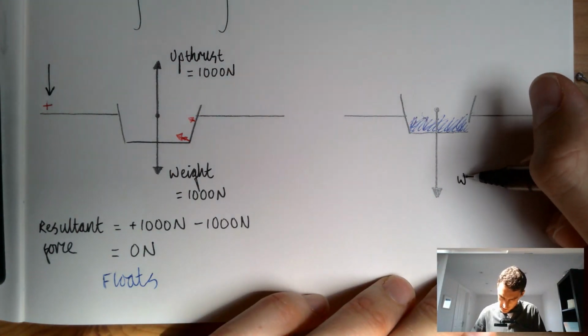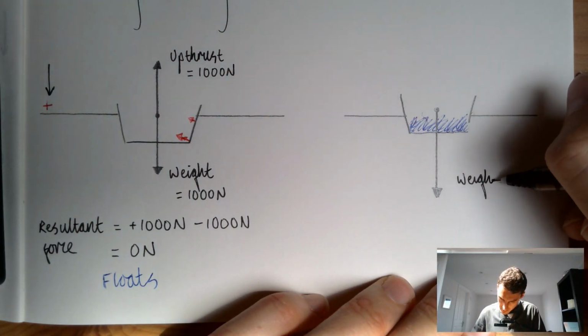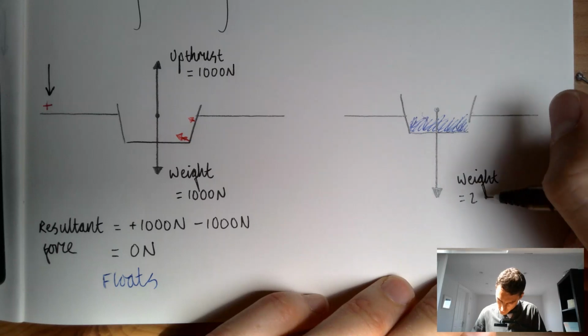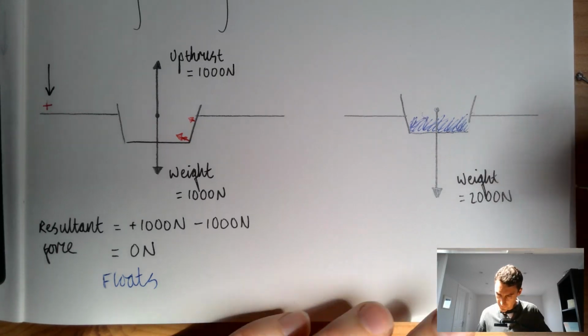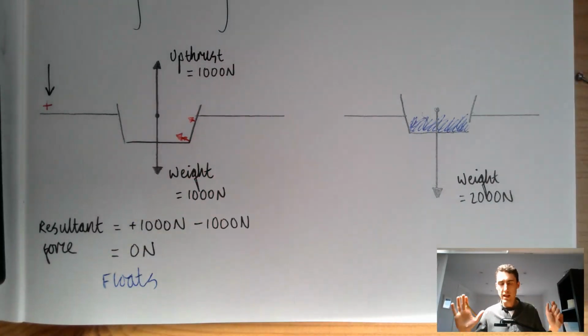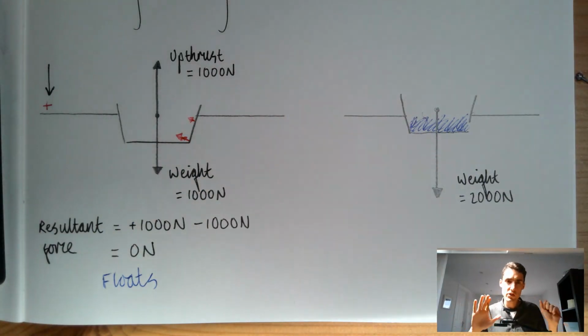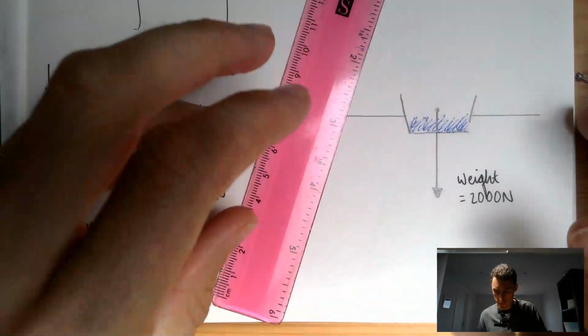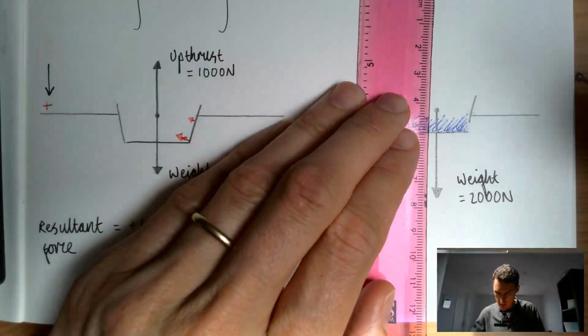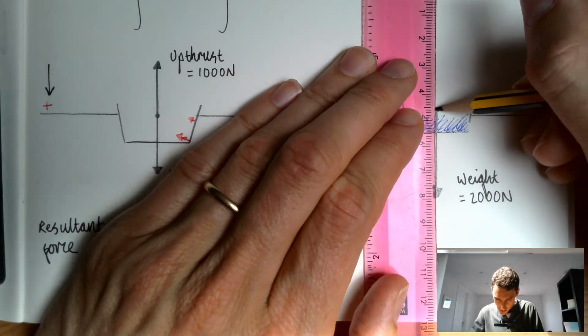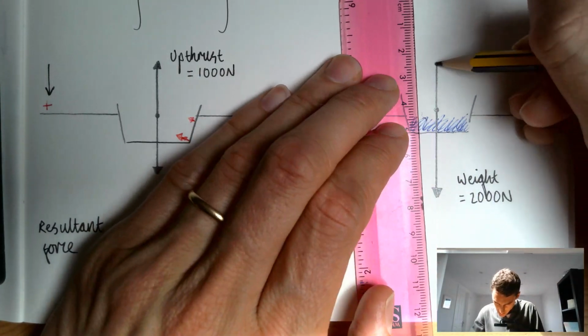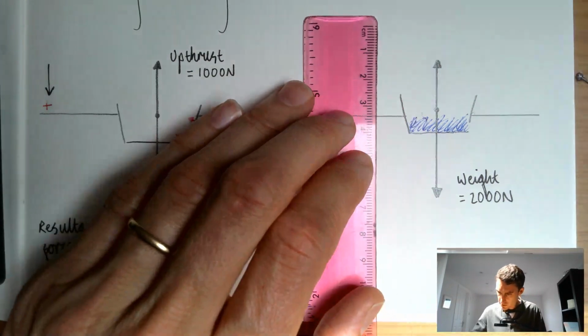Again, I'm not drawing this to scale, but weight is now 2,000 newtons. And again, this is a really simple sketch. This is not a perfectly accurate description of what's going on, but let's say, for the sake of argument, that the upthrust hasn't changed, that the upthrust here is still only 1,000 newtons.